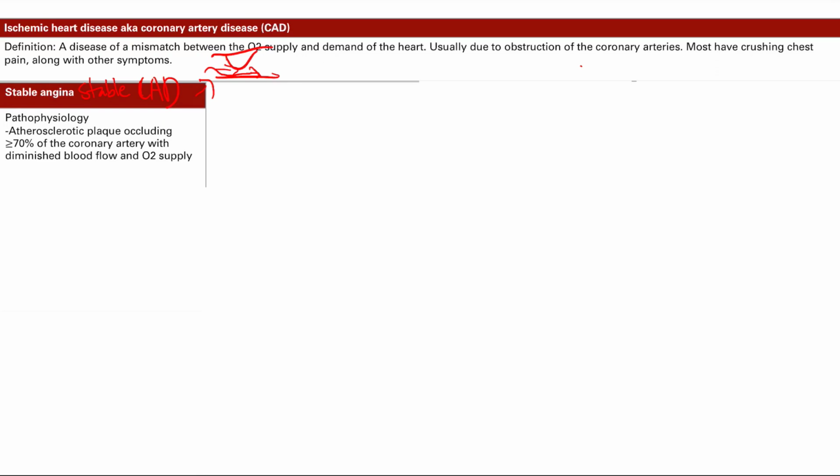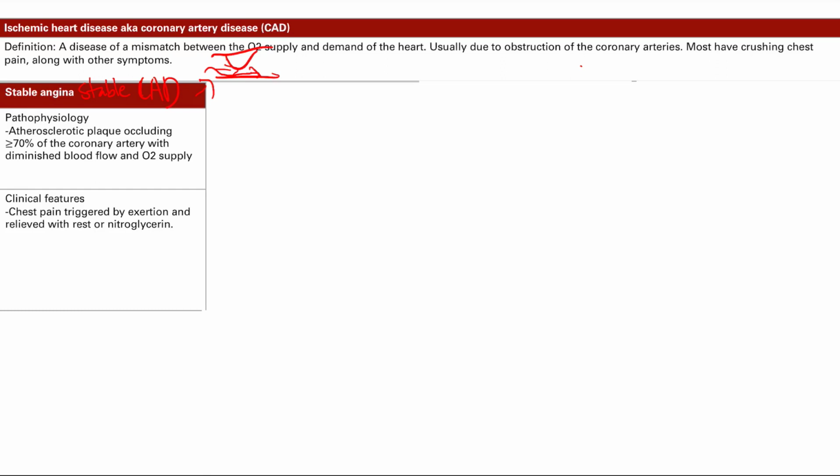What you're going to feel, again, we said that the symptom here is crushing chest pain. And then the key is that it's going to be triggered by exertion and it's going to be relieved with rest or nitroglycerin. That's the classic triad of stable angina. It's crushing chest pain, that's 1. Number 2 is triggered by exertion. And number 3 is relieved with rest or nitroglycerin.